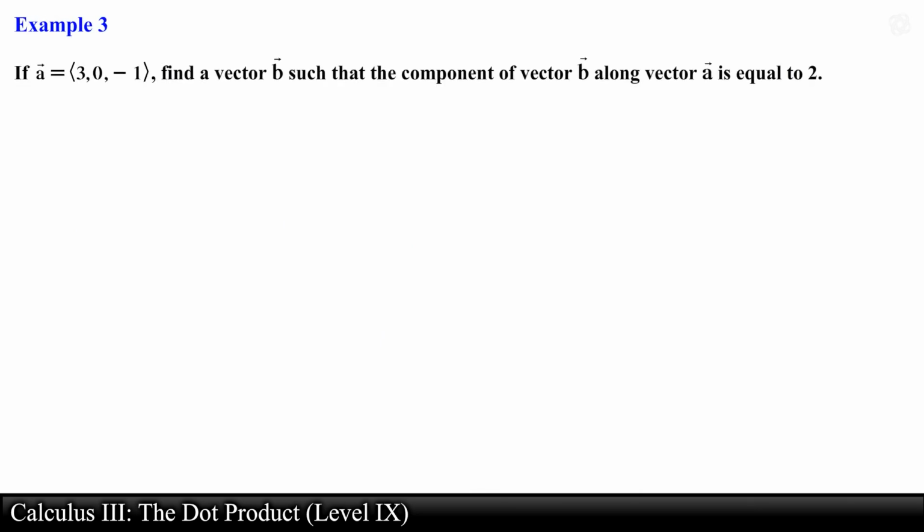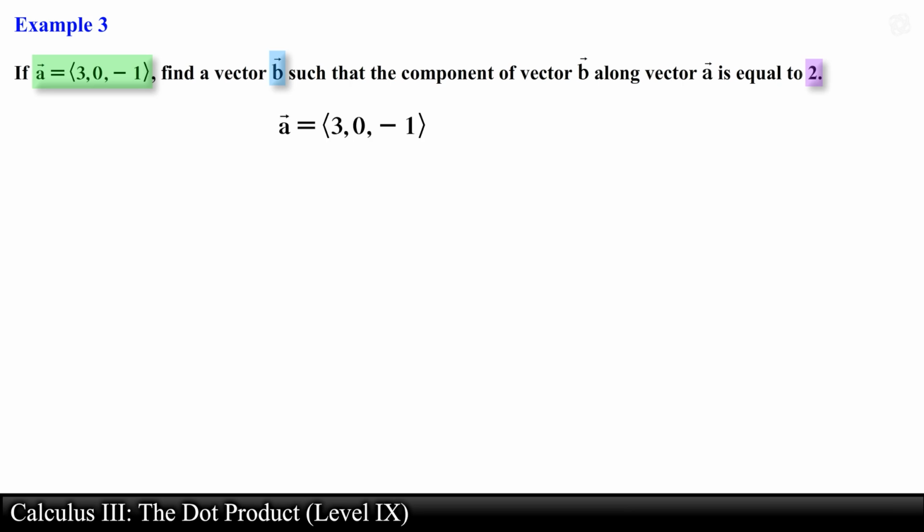If vector A equals 3, 0, negative 1, find a vector B such that the component of vector B along vector A is equal to 2. Okay, in this problem, we are given vector A and are asked to find a vector B that has a scalar projection equal to 2.